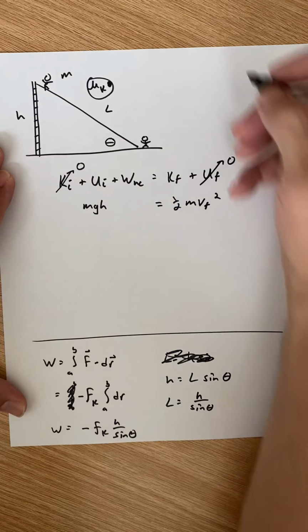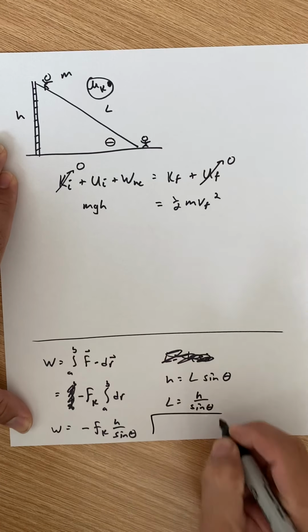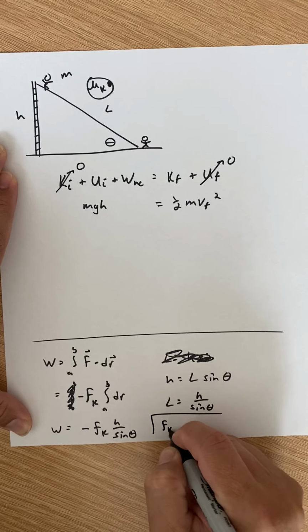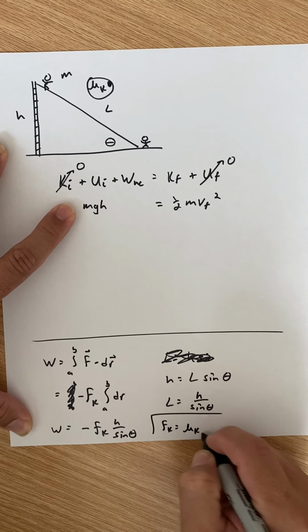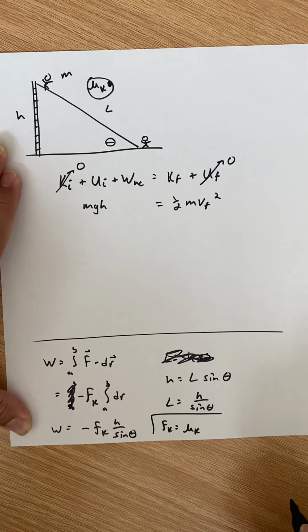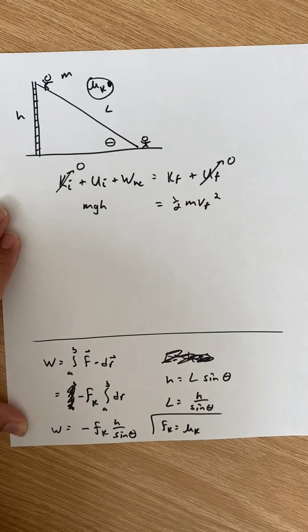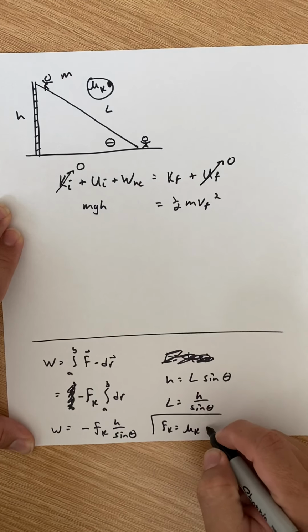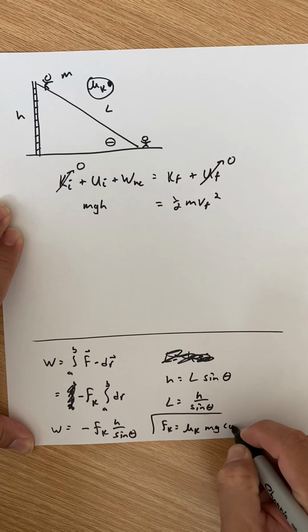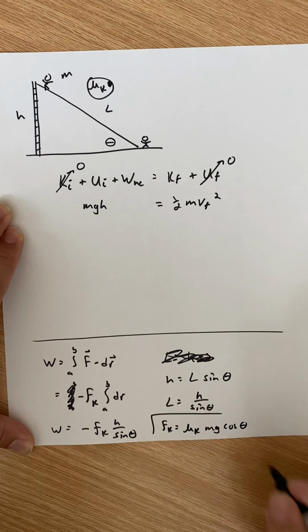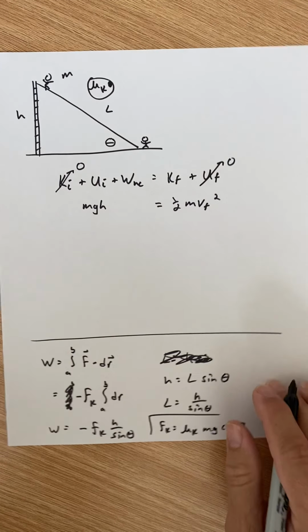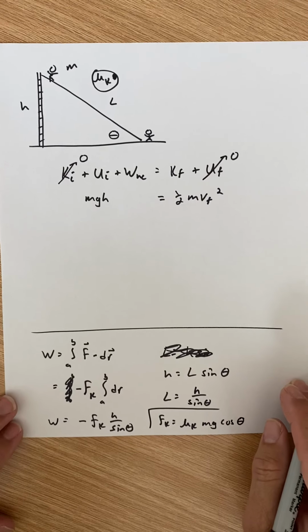That's going to be, do some more side work. Force of friction we know is mu k times the normal force. At this point, I'm going to rely on the fact that we've done enough inclined plane problems so far for you to see that the normal force is going to be mg cosine theta. If that's not obvious, please go back and watch some videos over inclined plane problems.